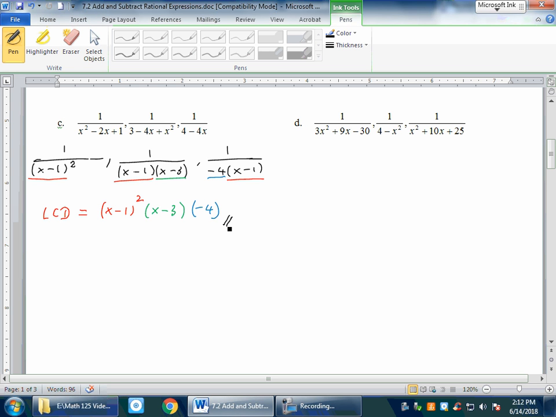Continuing on to the next example, again, go ahead, pause it, and factor completely, and then try to find out what your LCD is. See if you will get the same as me or not. Okay, so factoring out the least common denominator completely.